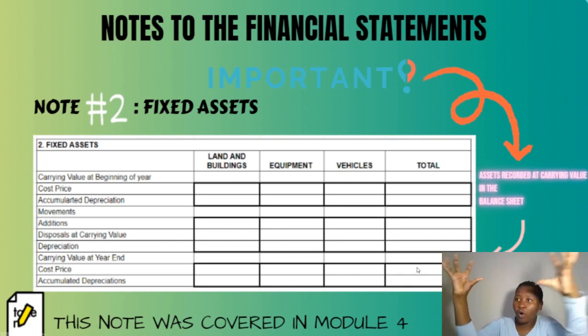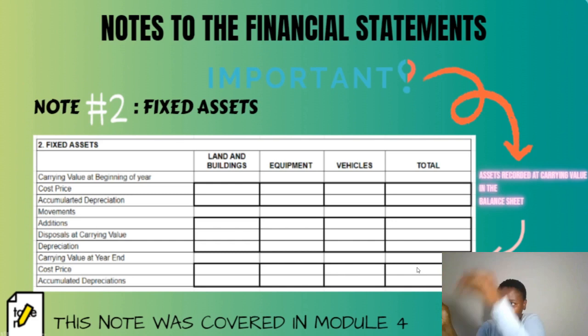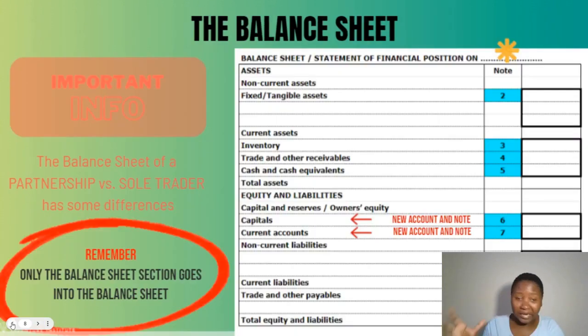You would have to add all those costs of the vehicles, the equipment, and the land and building at the end of the year after everything else has happened. So you add all those three cost prices, and then add all those accumulated depreciations together. To get the carrying value at the end of the year, you say the cost price of all assets that we have in the business minus the accumulated depreciation of all assets that we have in the business. That difference will be your carrying value at the end of the year that goes straight into your balance sheet.